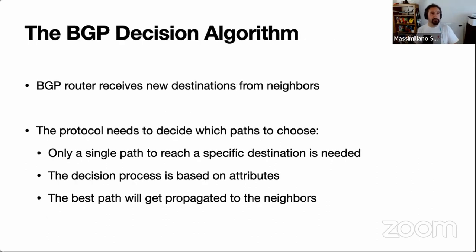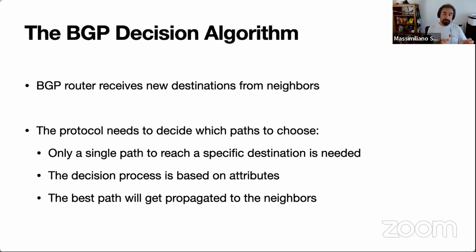And then you have the BGP decision algorithm. A BGP router receives new destinations from neighbors, receives updates. And at that point, as I mentioned already, the protocol, the daemon, needs to choose which one is the best path. And it has to install normally only a single path to reach a specific destination. In most of the cases, your BGP speaker will just install one route per destination. There are cases where you could have more and you could do what's called ECMP. We mentioned it in the previous session, but not for now.